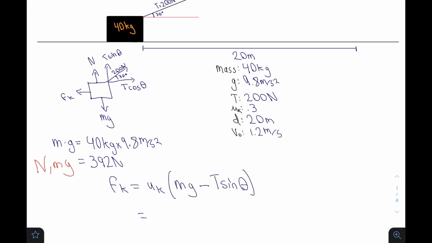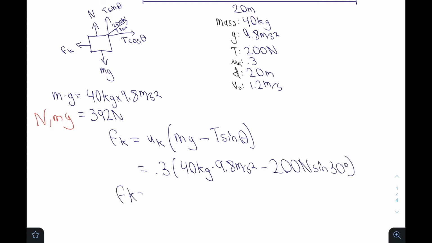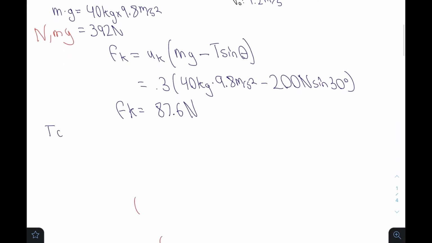Solving for this, we can just plug in 0.3, 40 kilograms, 9.8 meters per second squared, minus 200 newtons sine 30. Simplifying that, we're going to get the answer of 87.6 newtons. We'll also solve for the horizontal component, T cosine 30, which is equal to 200 newtons cosine 30, which will equal 173.20 newtons. This will come in handy later as we find the final velocity.